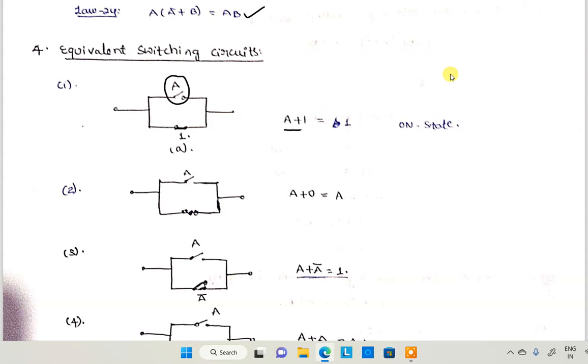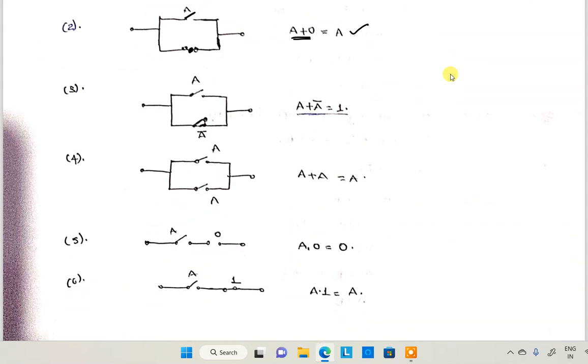In this particular case, A plus 1 is equal to 1. It is an on state. Whenever you get A plus 1, you can write it as 1 only. Next, second, this is permanently off, A plus 0. A plus 0 is equal to A, the summation OR gate. Next, in this particular case, both are either on or off. In your hand, maybe A will be 0 or A will be 1. So A plus A is equal to A.